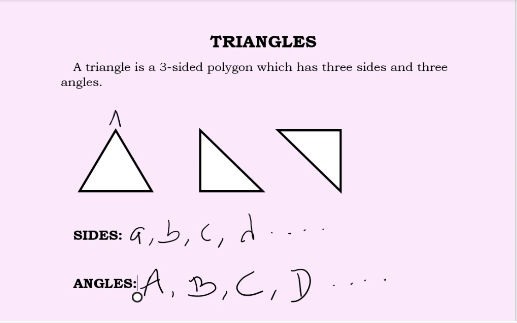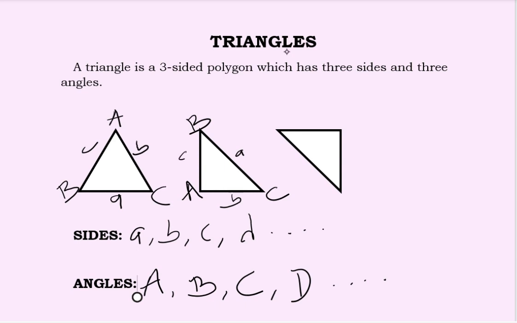So if this is our angle A, the side directly opposite it will be our side a. If this is angle B, the side opposite it here will be side b. If this is angle C, this side, the last side, will be side c. For the second triangle, if this is angle A, the side opposite it will be side a. If this is angle B, then this is side b. And if this is angle C, the side opposite it will be side c.